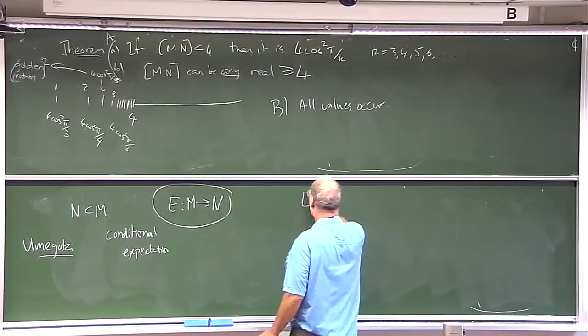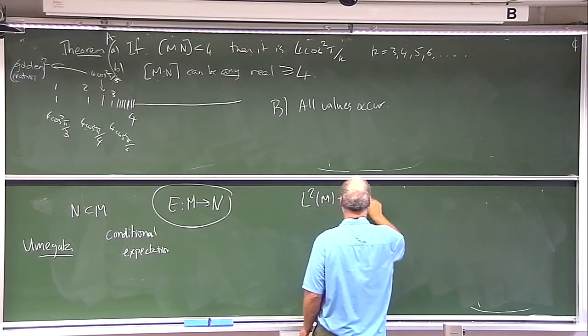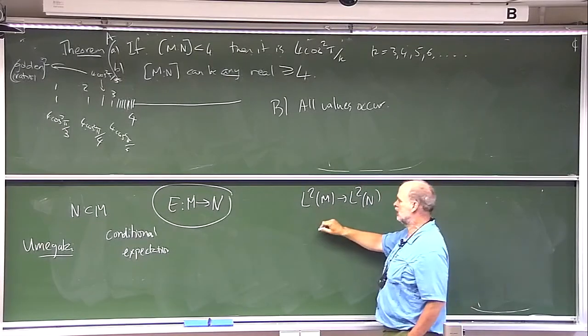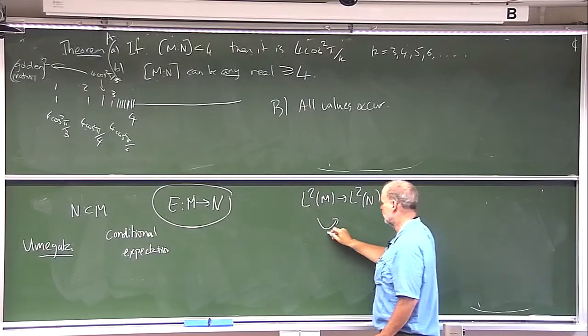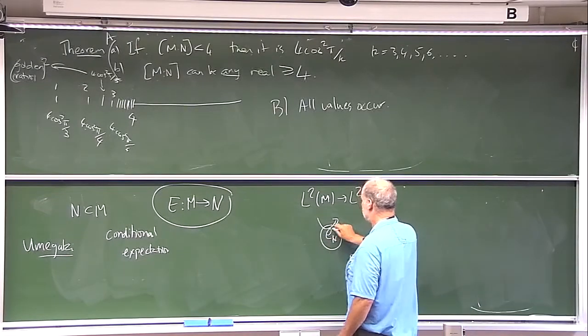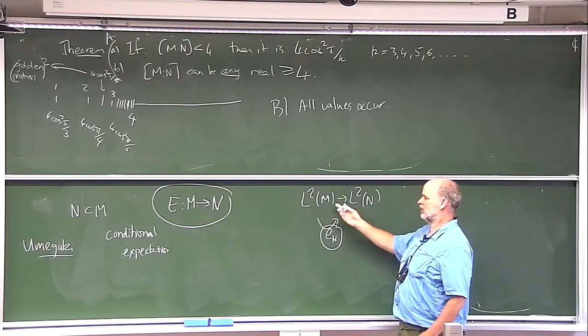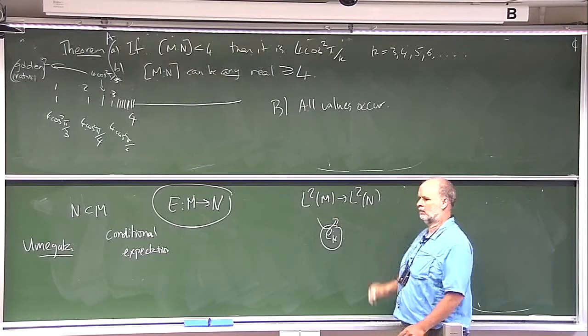You work on the L2 level. L2 of N is sitting inside L2 of M. This is a closed subspace of this Hilbert space. Therefore, there exists an orthogonal projection. Hilbert space has orthogonal projection. There exists E sub N. And you simply show that E sub N, this orthogonal projection, preserves these dense subspaces. It sends M to N.